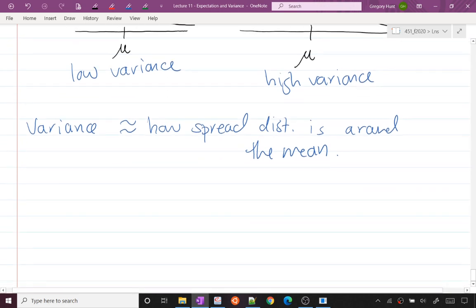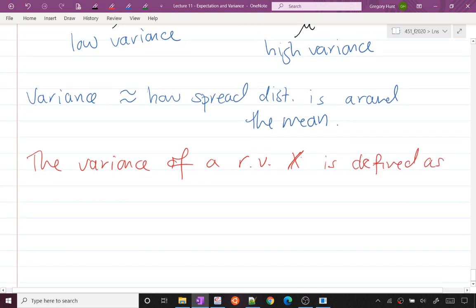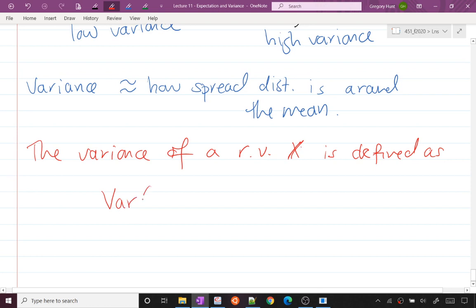But now we can actually formally, just like we formally defined what a mean is for a random variable, define what the variance is. And the variance, just like the mean, is some property, some number that we can assign to each distribution. And variance is actually going to be calculated in terms of expected value. So the variance of a random variable x is defined as, so the notation I'm going to use is VAR of x for variance.